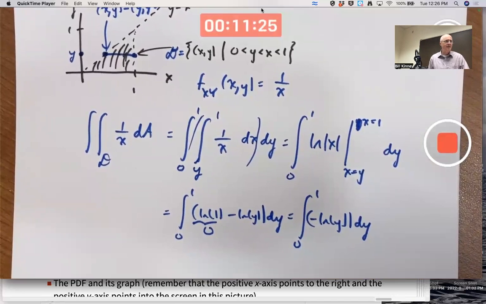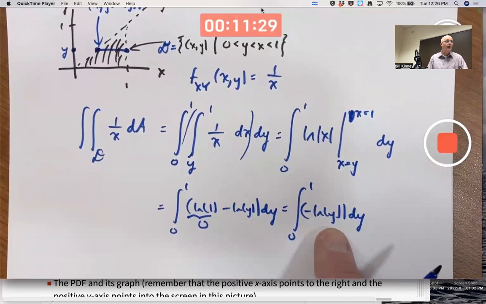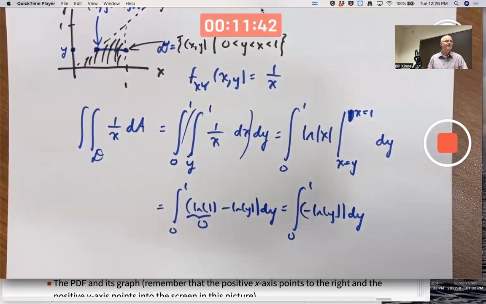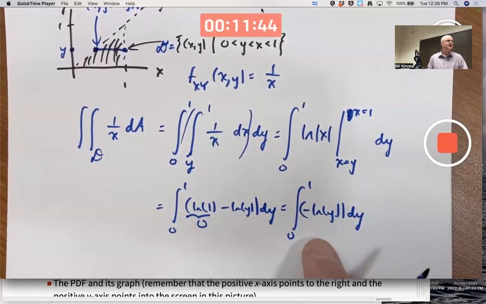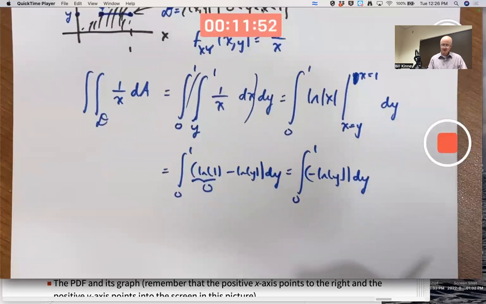It is actually going to be positive in spite of the negative sign, because natural log of y, when y is between 0 and 1, is less than or equal to 0. So if I put a negative sign in front of it, I do get a quantity greater than or equal to 0. However, it's still a little tricky. This is actually an improper integral, because natural log of 0 is undefined. Oh boy, is this going to wreck things? Well, let's keep going.